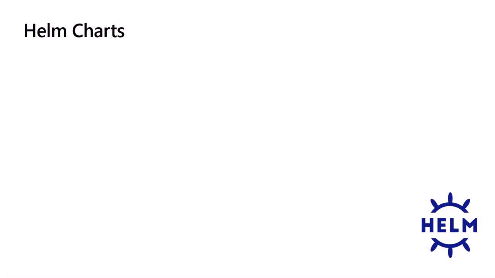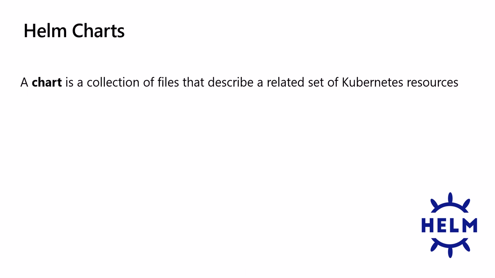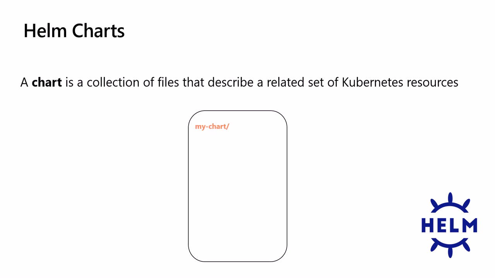A chart is a Helm package. It contains all the resources definitions necessary to run an application, a tool, or a service inside of Kubernetes cluster. Helm charts are organized as a collection of files inside the directory. Let's see how this directory looks like. The top level directory is the name of a chart. For example, a chart describing WordPress will be stored in a WordPress directory. I have called it in my case my chart.